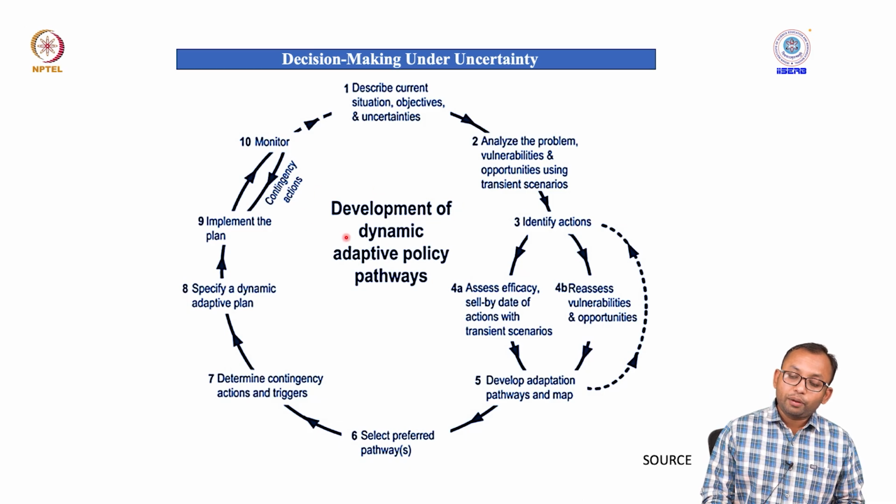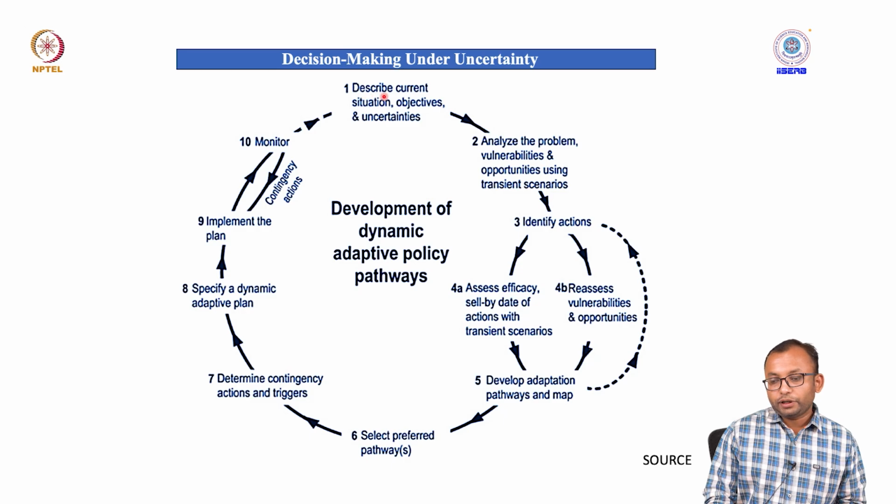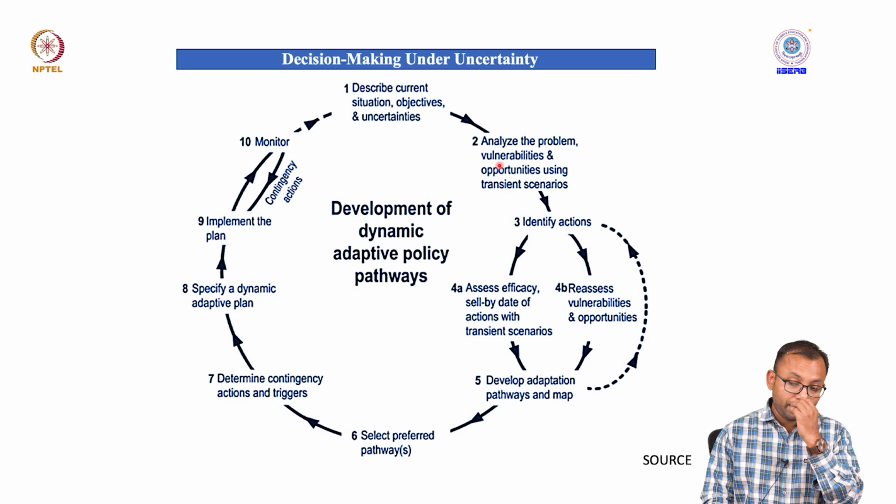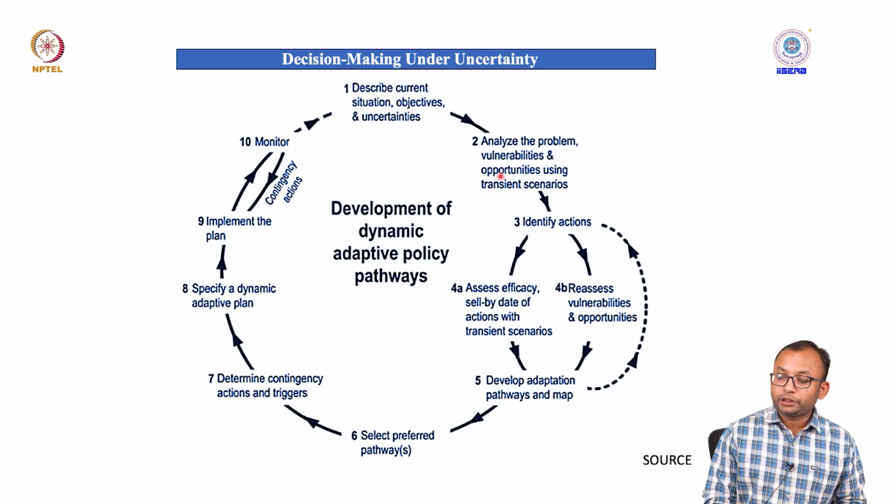So basically, the development of dynamic adaptive policy. For example, we have to describe the current situation of the climate system modeling for one particular location and what their objectives are. We have to analyze the problems, vulnerabilities and opportunities using the transient scenarios. Then we have to identify the actions, for example the efficacy of the transient scenarios, or maybe we can talk about the vulnerability and the opportunities.